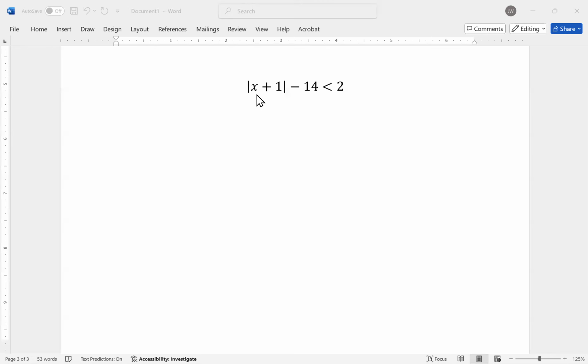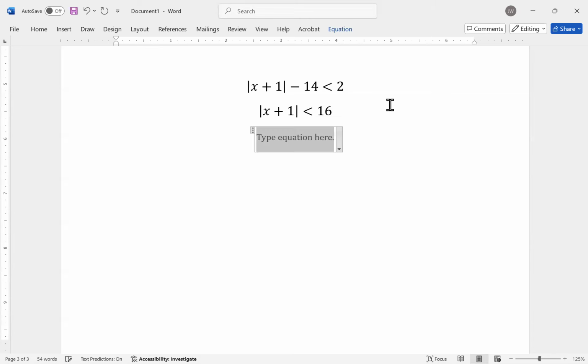Now let's look at the next question. The next question has the absolute value of x plus 1 minus 14 is less than 2. I would do a similar thing, but this time I have to isolate my absolute value. We get absolute value of x plus 1 is less than 16 when we add 14 to both sides.